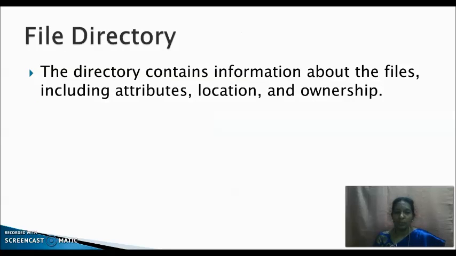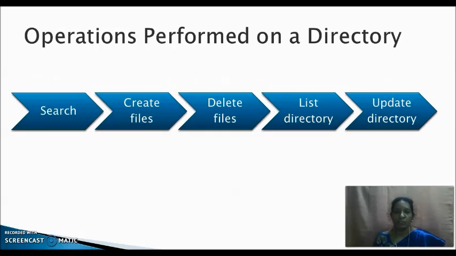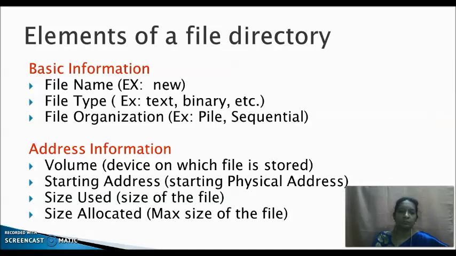The next one we are going to see is the file directory. A file directory contains information about the file, including attributes, location, and ownership. We have several operations that can be performed on a directory. What are they? First, we can search for a file in the directory, we can create files in a directory, we can delete a file in a directory, list a directory, and we are able to update a directory.